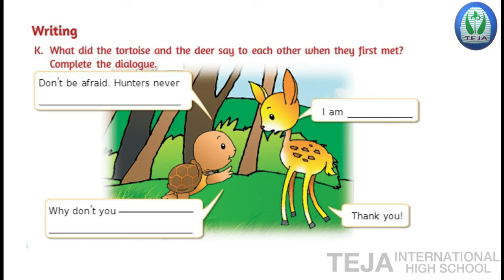Next, writing. In writing, bit K, what did the tortoise and the deer say to each other when they first met? Complete the dialogues. Here, when the deer ran into the forest and reached the three friends, when the deer came to the tortoise, crow and squirrel, what was the conversation between the deer and the tortoise? You have to write the dialogues.